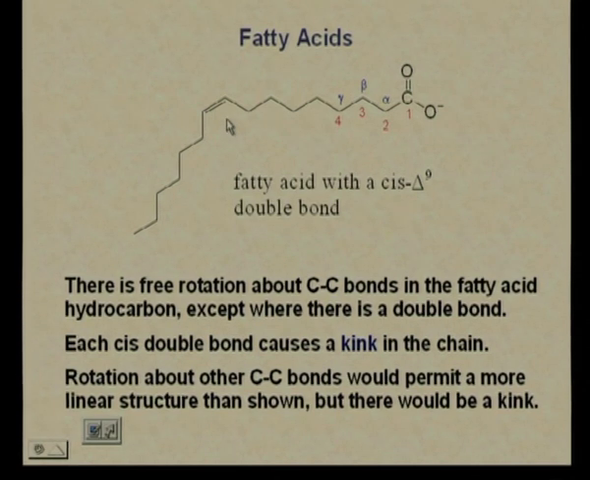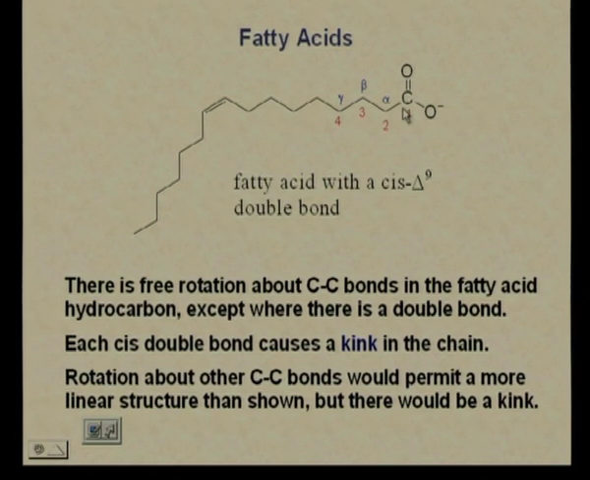Okay. So, what happens if you have this cis double bond? Here we have a single cis double bond. You see how the carbon chain has now changed direction, right? If this double bond did not exist, it would have been a nice straight chain and there could have been rotations about the single bonds. But when we have it in the cis configuration, there is a break in the chain. So, you have what is called a kink in the chain.